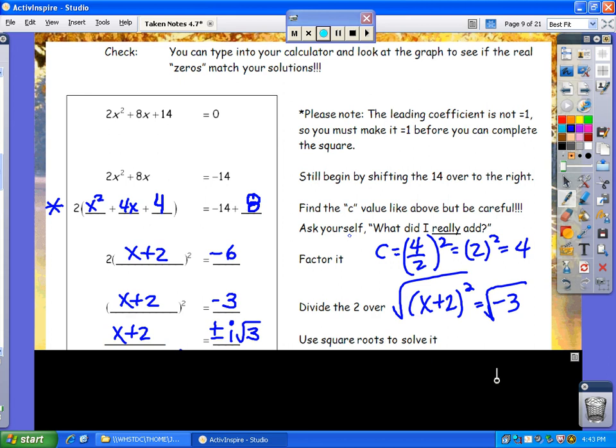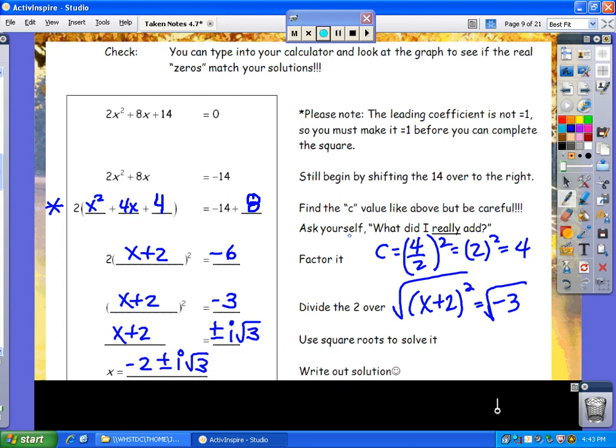So the square root of negative 3 is i square root of 3. And then move the 2. So my final answer is x is equal to negative 2 plus or minus i square root of 3. It's all about learning the process.